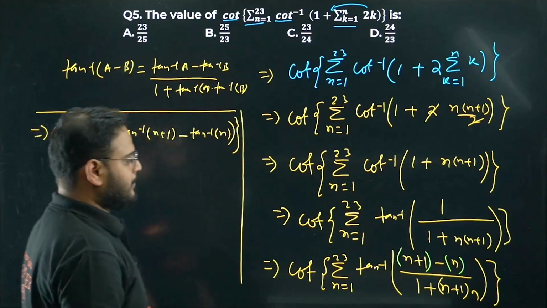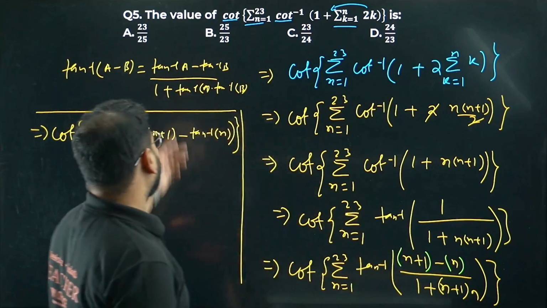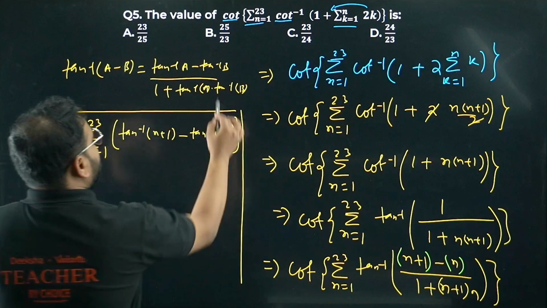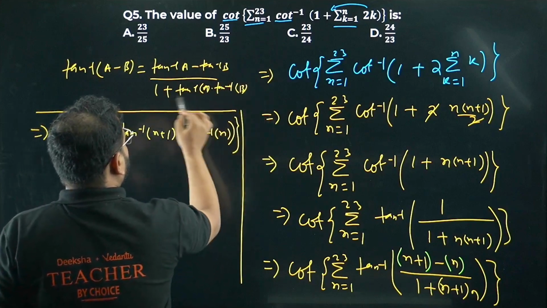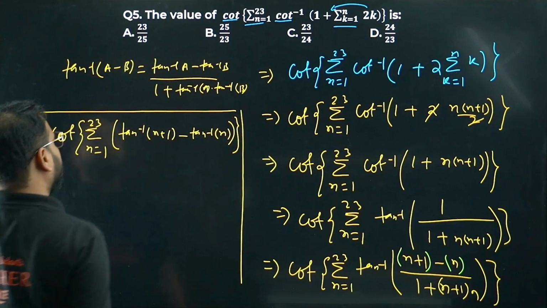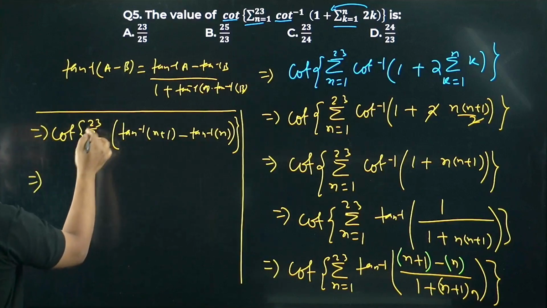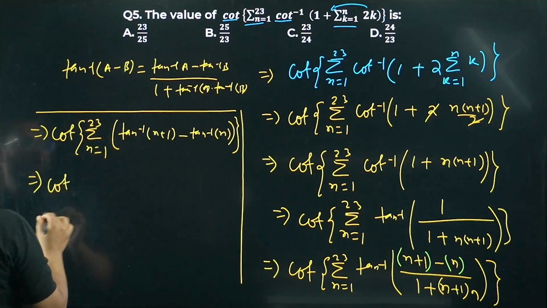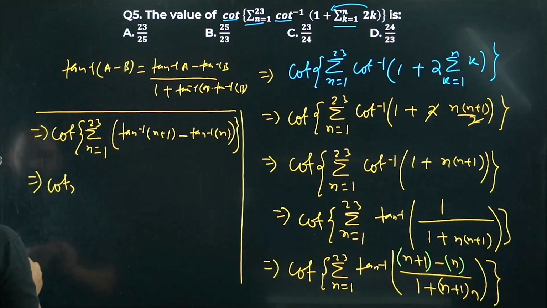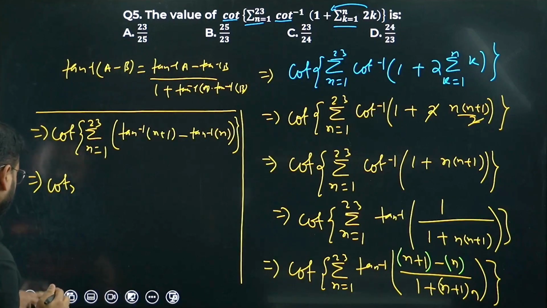Please check, that's the formula. This is the product: 1 plus tan inverse of A into tan inverse of B. Next, I substitute the value of n from 1 to 23. Cot will be outside as it is, not a problem.